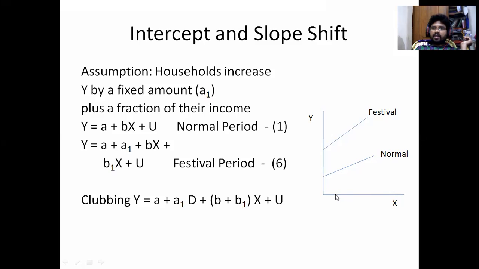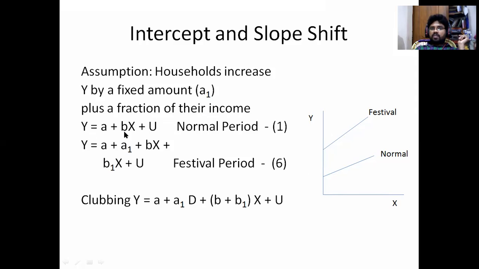At the same time, even if you don't have any income during the festival period, you have to spend some money for that festival. You need to purchase clothes for your children or your friends or father. So you need to spend a lot of money for the festival. As your income increases, the consumption for the festival also increases. If the household increases y by a fixed amount a1, plus a fraction of their income, see, this is a plus a1, plus this one.